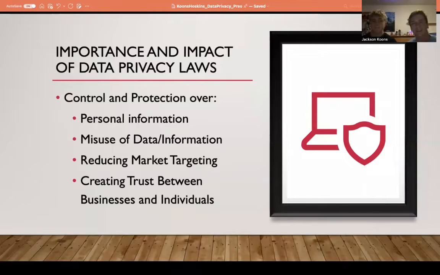Some of the importance and impact of these laws is that they give more control and protection over the personal information of people's data, address the misuse of data, reduce market targeting, and create trust between businesses and individuals, which is the biggest thing. You just need to make sure that everything you have is secure and you can trust whatever business or organization you're sharing your information with.